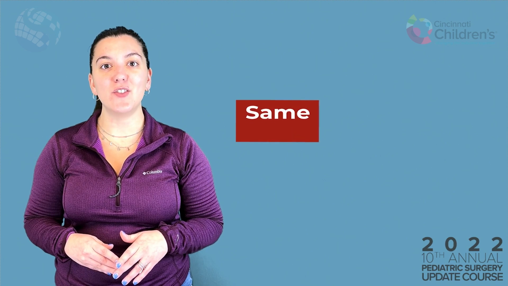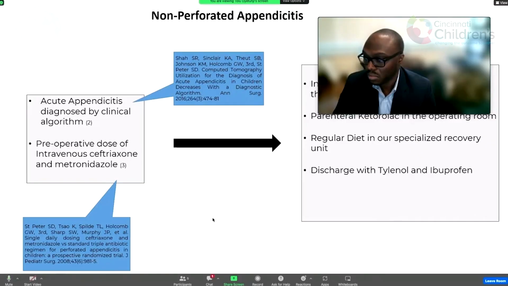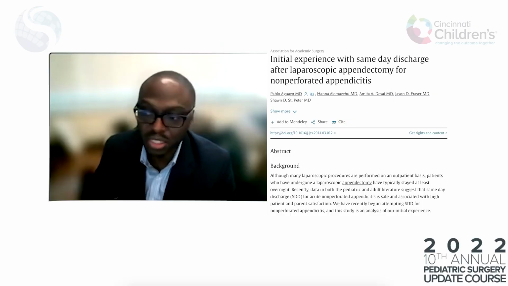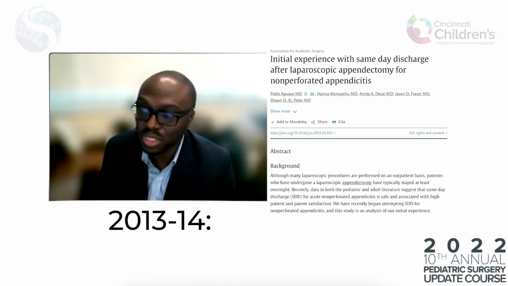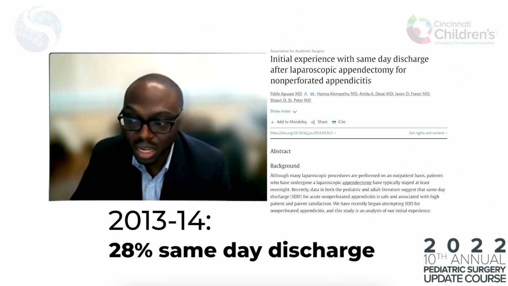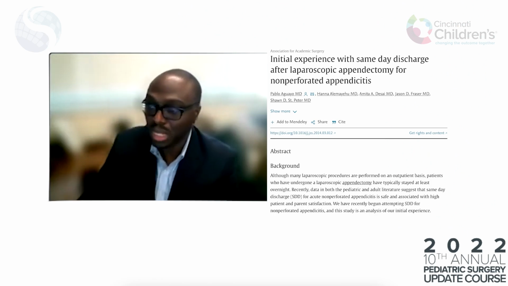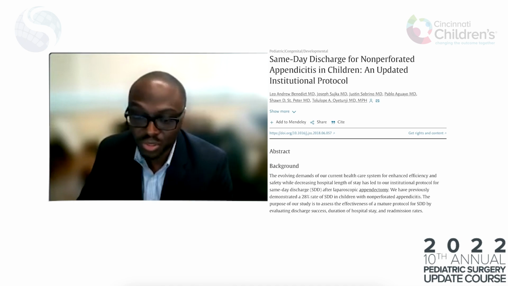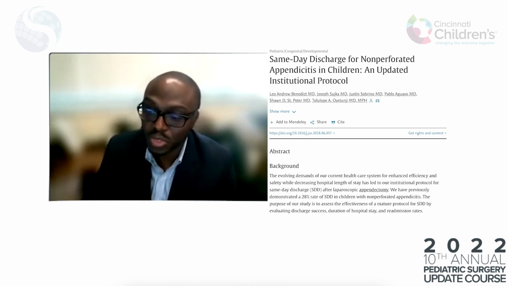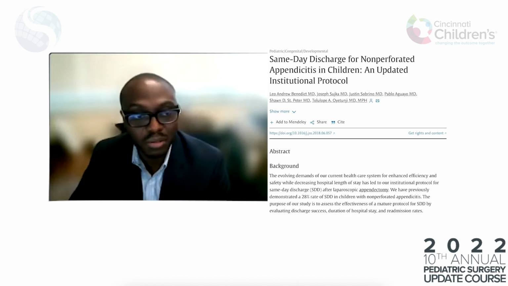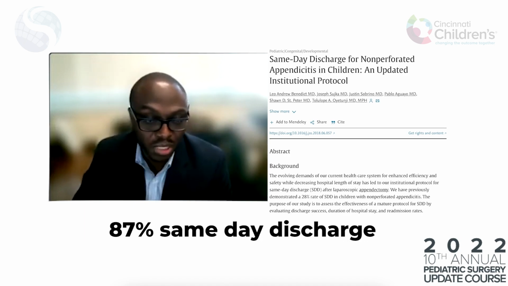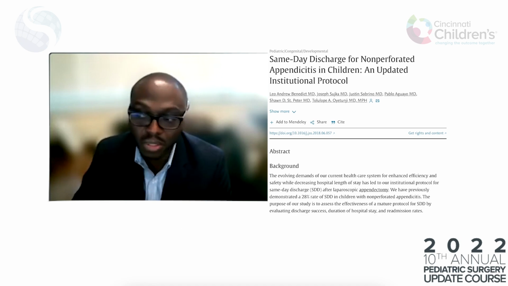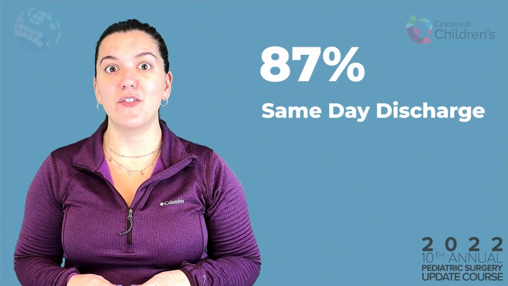Let's look at same-day discharge for non-perforated appendicitis. So, thinking about how we can move patients with non-perforated appendicitis through their pathway and out of the hospital in a timely fashion, and can we do that safely? The initial study with our same-day discharge was way back in 2013-14. At that time, we had a 28% successful discharge. And we learned from that, and we continued to work on that till this recent study that we published, which showed that we successfully discharged 87% of the patients. And this has become the norm for us now. 87% is a great rate of same-day discharge.